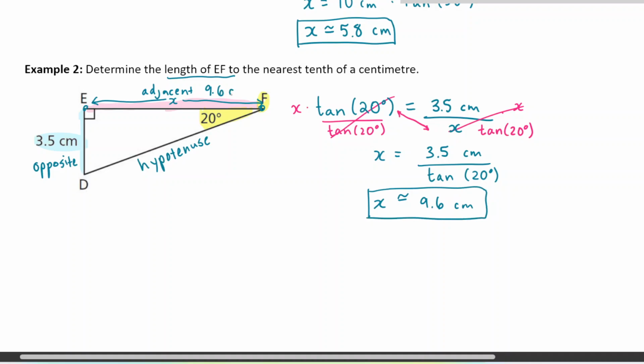Don't forget your units. And we're not using an equal sign either here. We're using this little squiggly, which means we've rounded our answer. So it's an approximate answer. Okay, that's the end of the lesson.